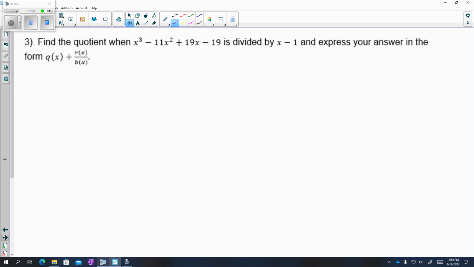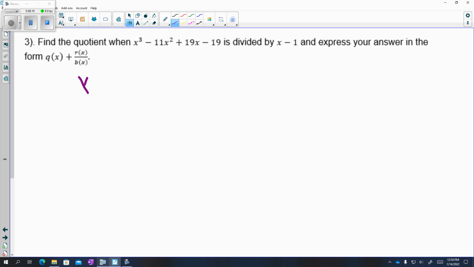Number 3, find the quotient. That's an answer to a division problem. When x cubed minus 11x squared plus 19x minus 19 is divided by x minus 1, express your answer in the form q of x plus r of x over b of x. Don't be concerned with the notation here. All it's asking us to do is divide.